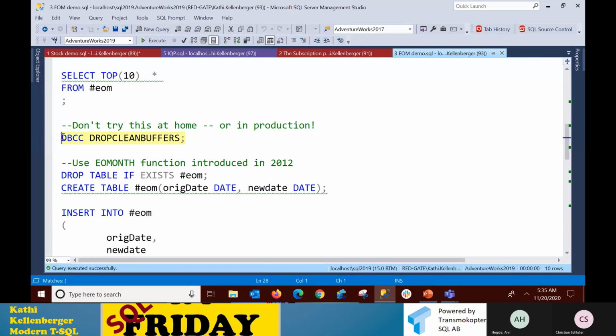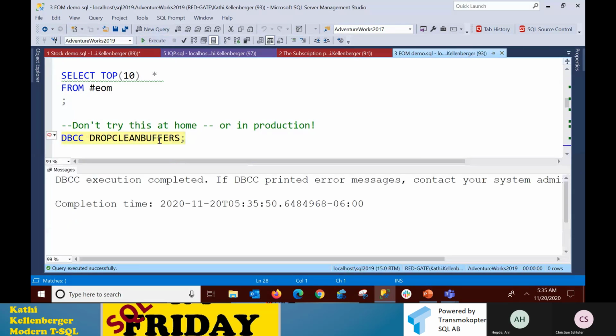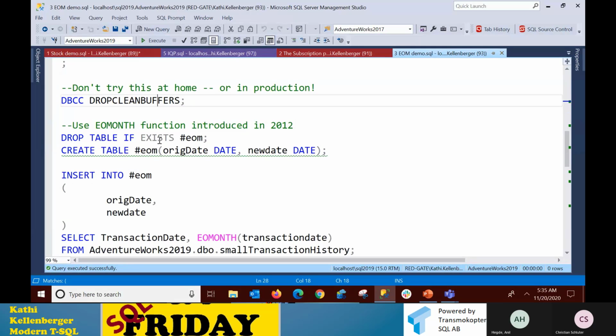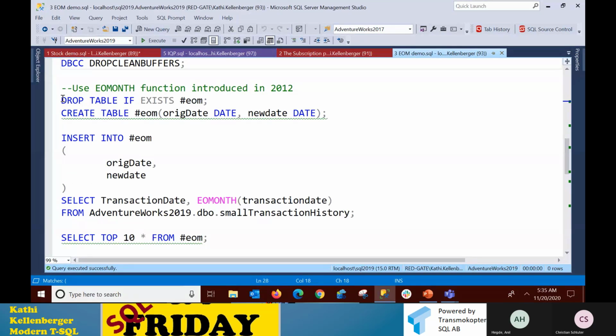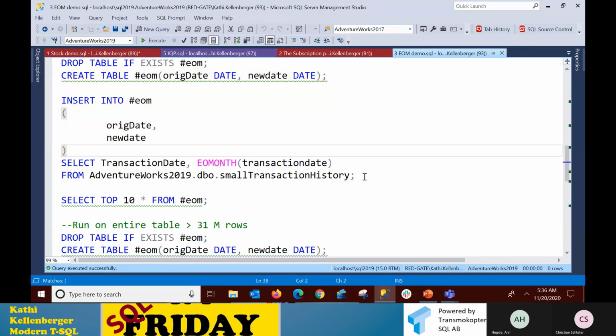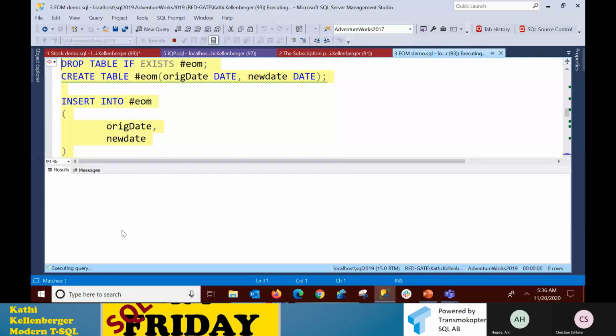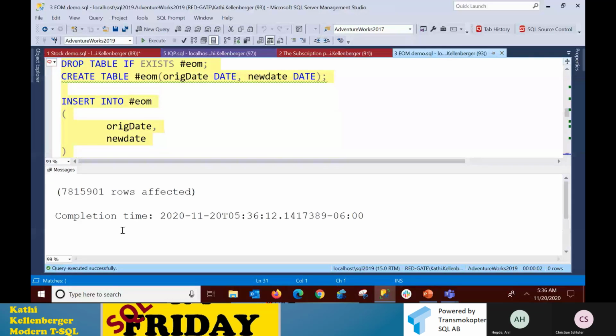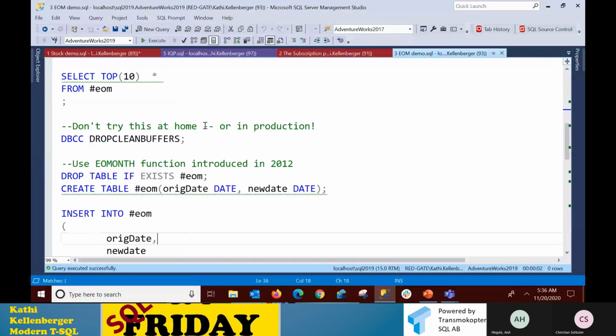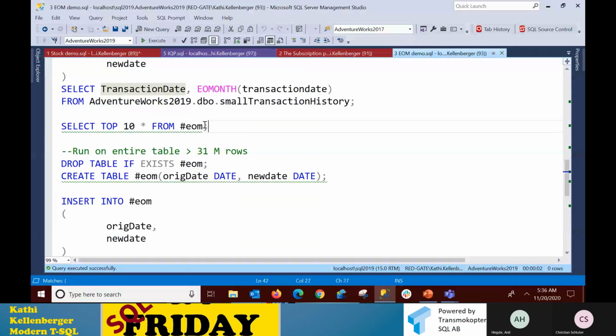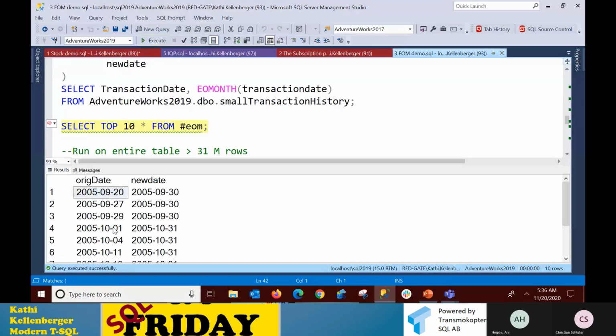I'm going to do this just to clear the cache out so I'm not cheating. And I'm going to do the same thing, but this time I'm going to use the EOMONTH function. Hopefully I'm saying that right. Who knows how you pronounce it? I just call it EOMONTH. So hopefully that just took 2 seconds. I can't remember exactly what the other one was, but I know it was quite a bit longer. And it also did work.